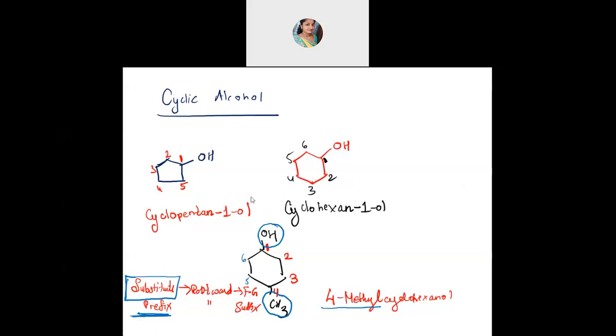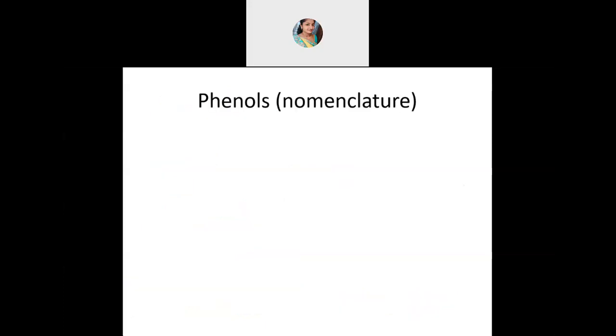Next, we'll go for naming the phenols. Fine. We'll go for nomenclature of phenols. Benzene ring with OH group are called as phenols. So here you will find substituents attached to the phenols. So how will you name them? The rules again remain same.